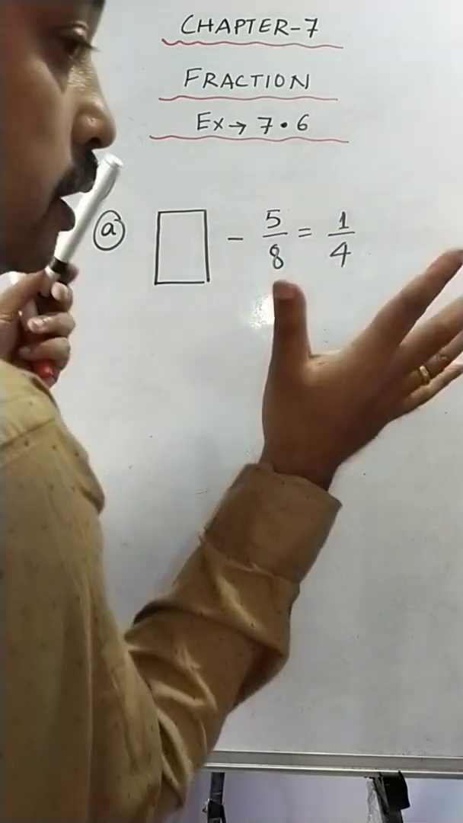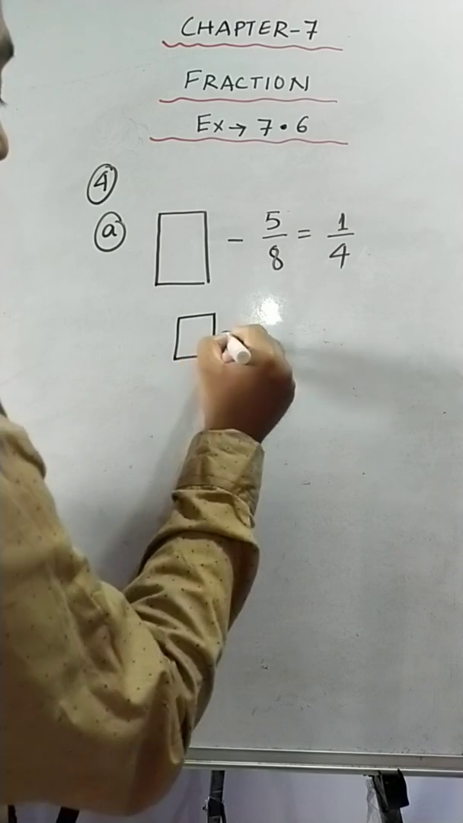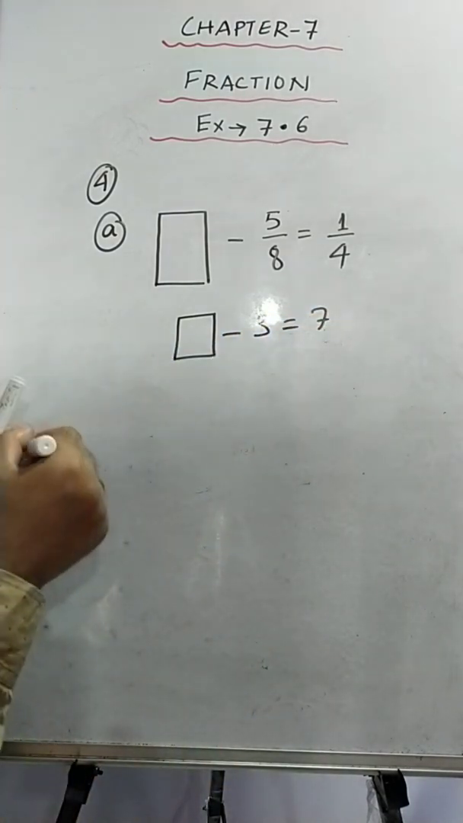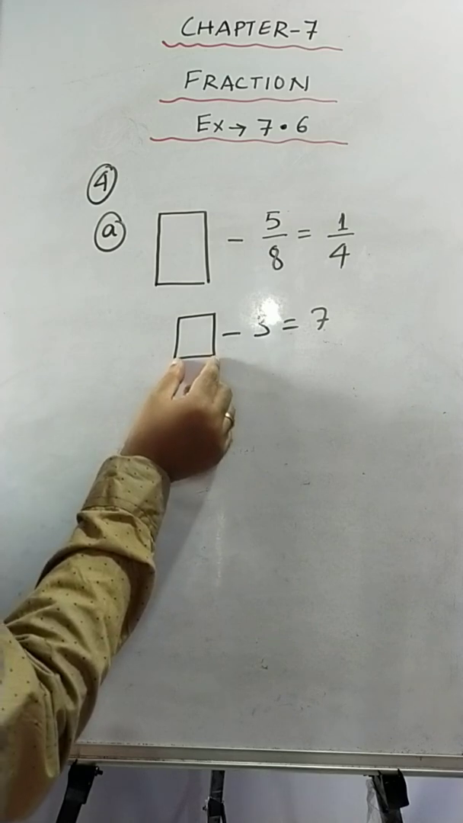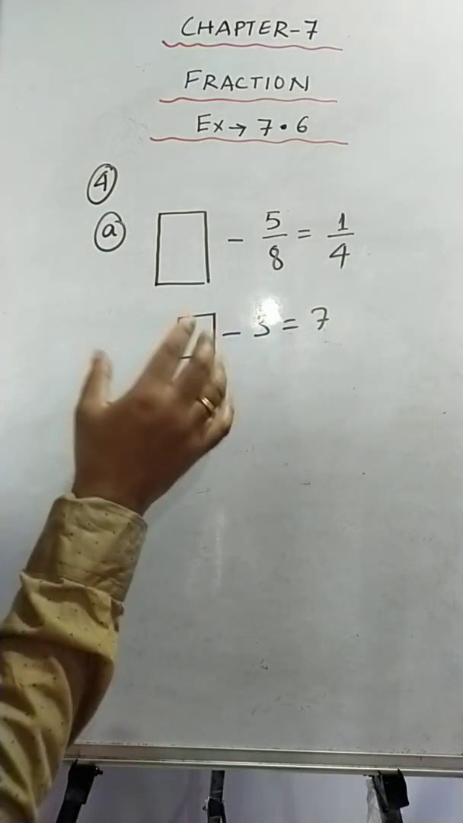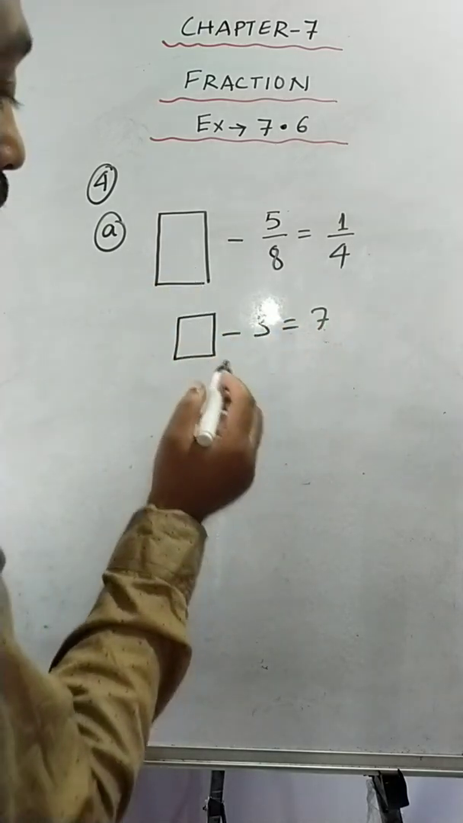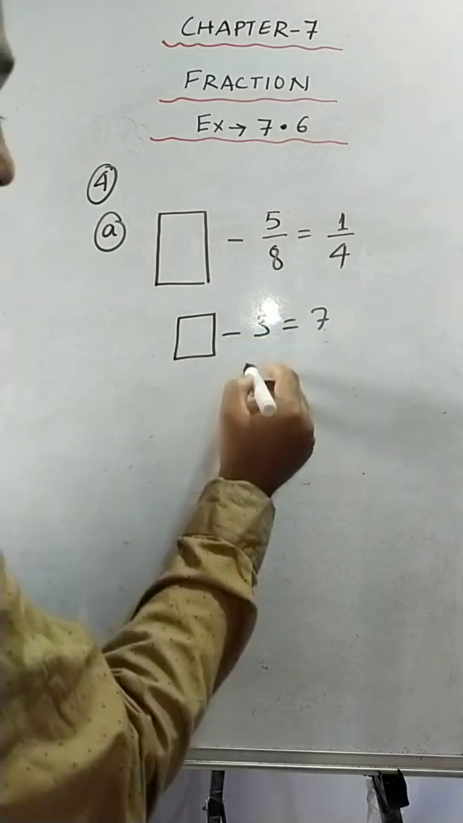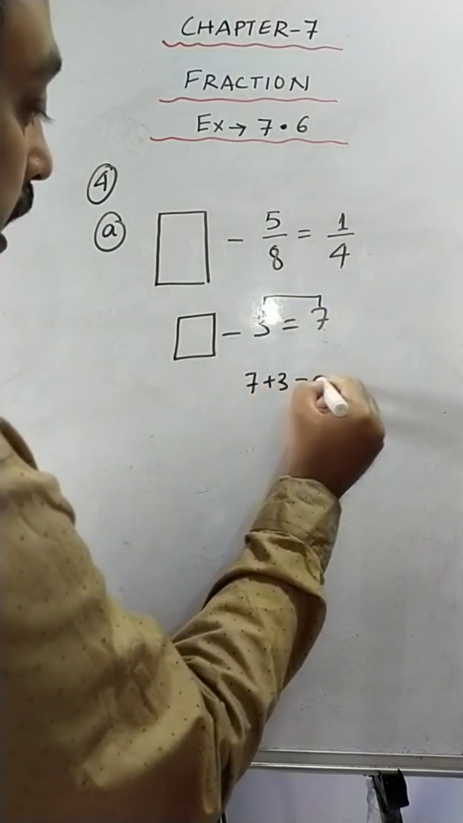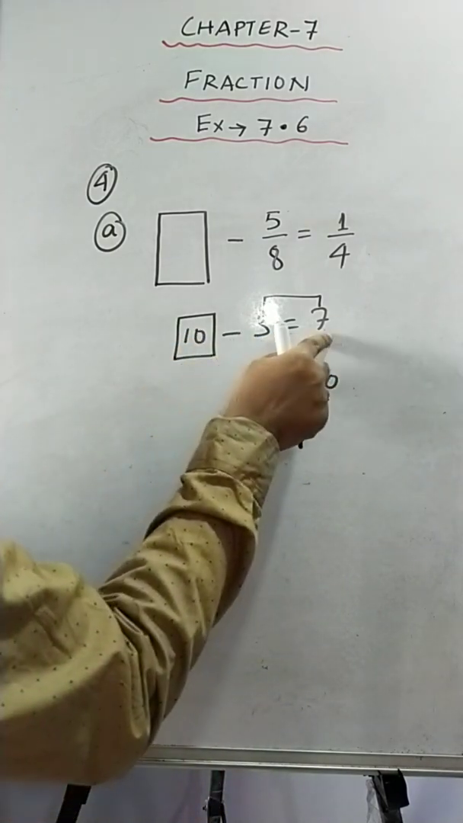Now suppose you are not understanding, so I would like to give you a very easy example. Suppose box minus 3 is equal to 7. What is the required number from which, if you subtract 3, you get 7? Now if you see this type of equation, what exactly do you have to do? To get the required number, you have to add these two numbers. That is 7 plus 3, that would be 10. Now if you put 10 here, you see 10 minus 3 is 7, isn't it?